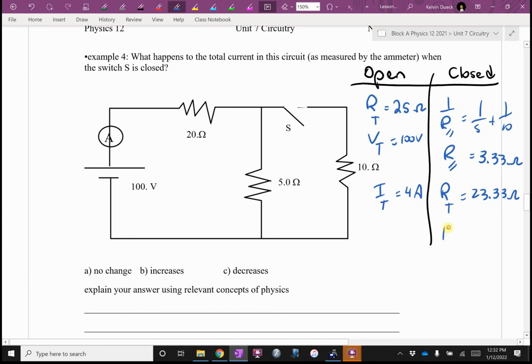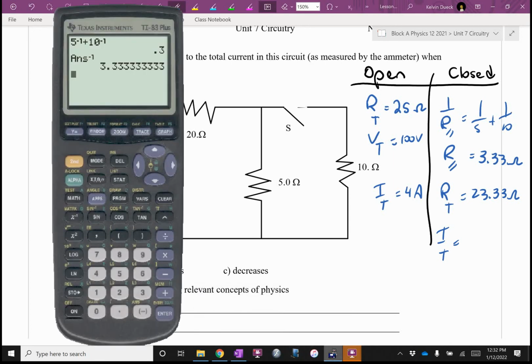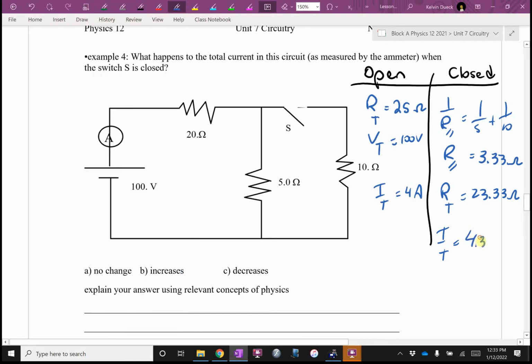What's I total? So 4.28. How'd you get that? 100 divided by 23.333, right? There, I even used my answer button. 4.2856, call it 4.3, because we're just doing a using principles of physics question. What's the correct answer, A, B, or C?